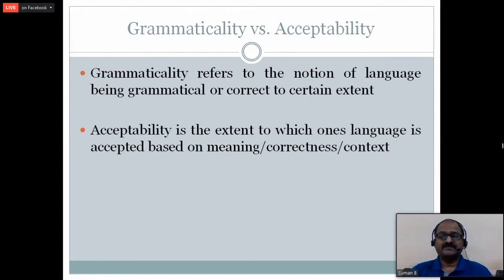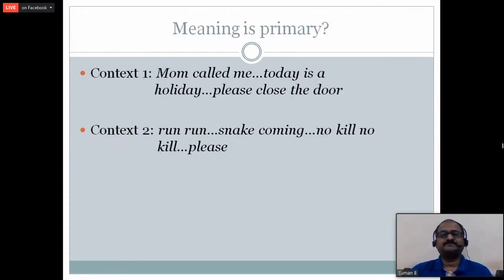So these two are very, very important notions, which we are going to understand better from a context. Now let us look at a practical context of communication. Here we have two contexts. Look at the first context. Mom called me. Today is a holiday. Please close the door. This is a context of communication where somebody is saying these utterances. The second context. Run, run. Snake coming. No kill. No kill, please.